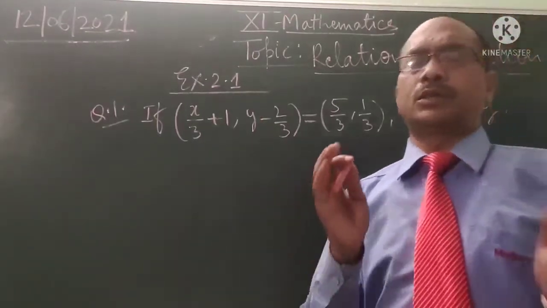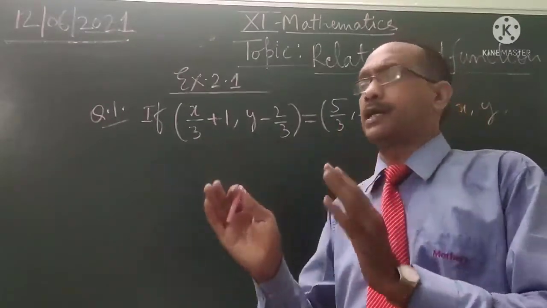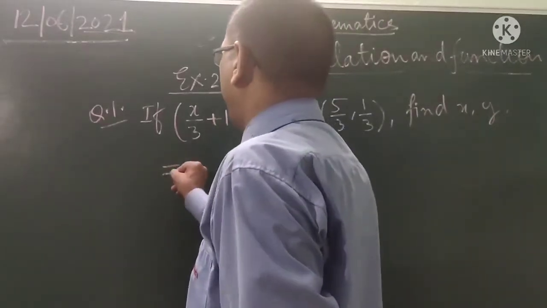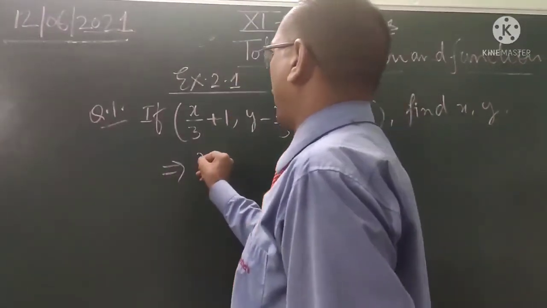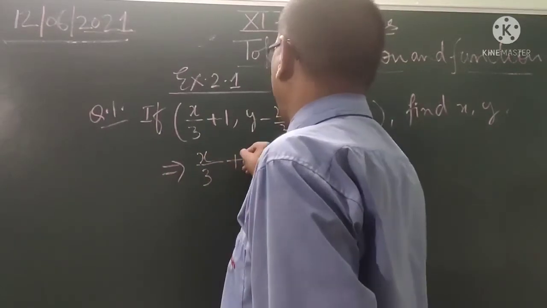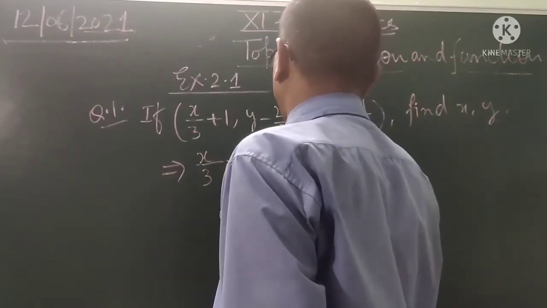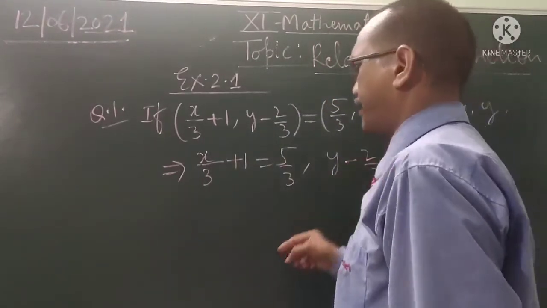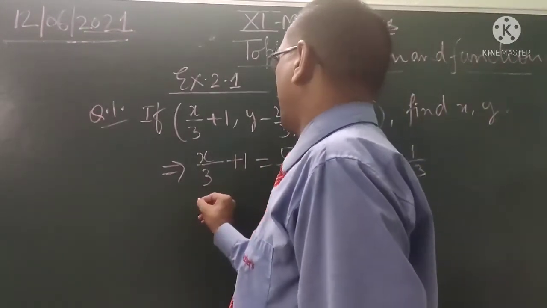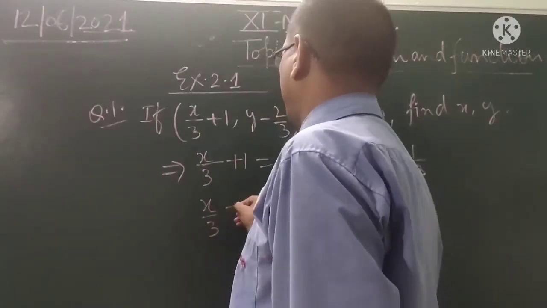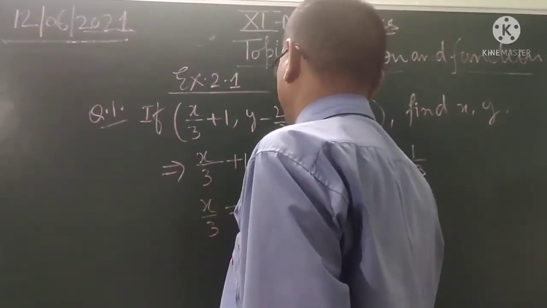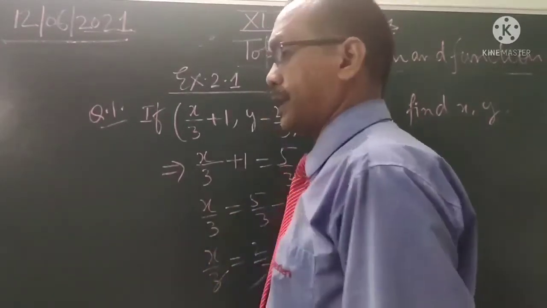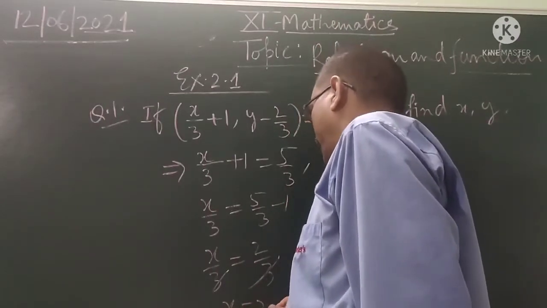Students, there is a logic of equality of ordered pairs. Since two ordered pairs are equal, therefore their corresponding elements are equal. So x/3 + 1 equals 5/3 and y - 2/3 equals 1/3. Now shifting 1 to the right hand side, so 5/3 minus 1. x/3 equals 2/3. 3 cancels, so x equals 2.